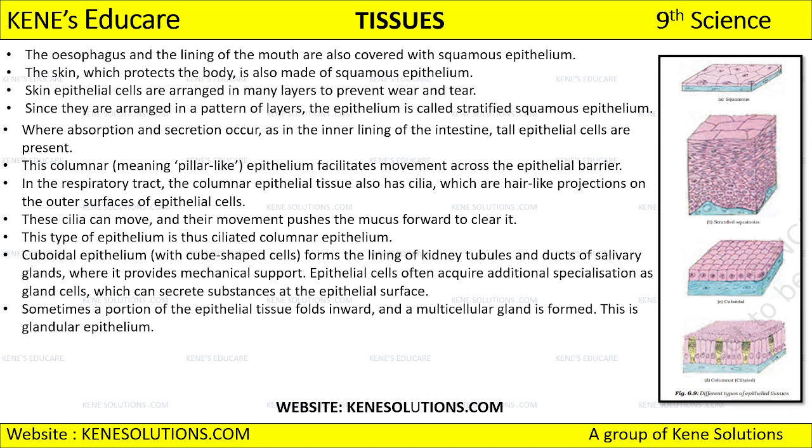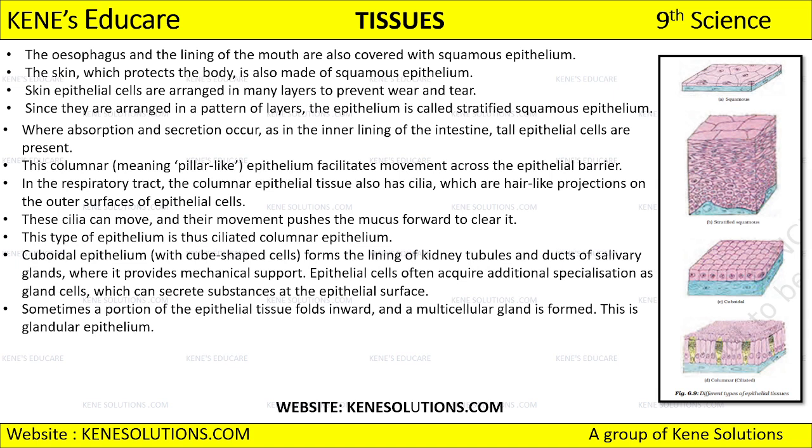What is skin made up of? It is made up of squamous epithelium again. So skin epithelial cells are arranged in many layers so that they can prevent the wear and tear of the skin, and because they are arranged in this pattern of layers, we call it stratified squamous epithelium.